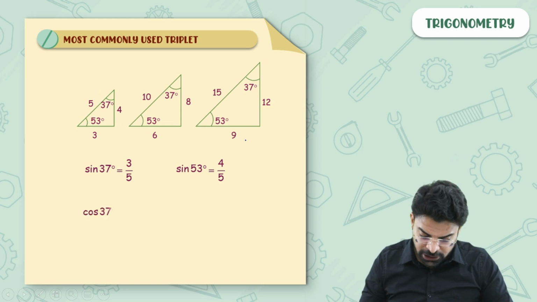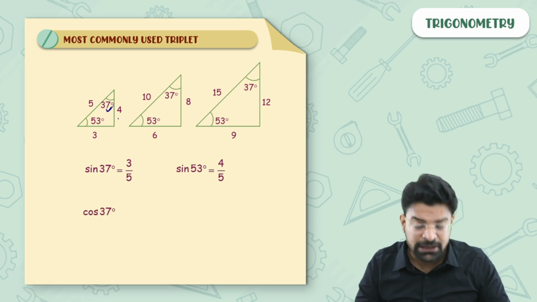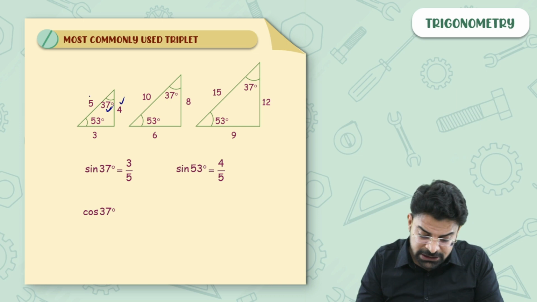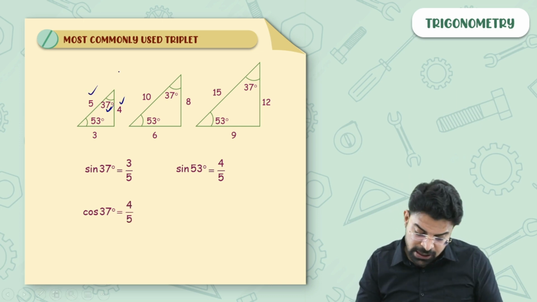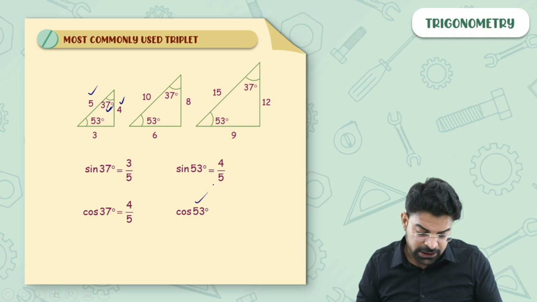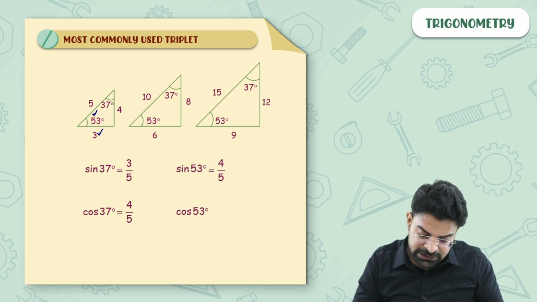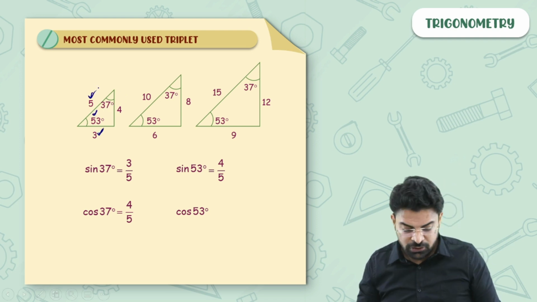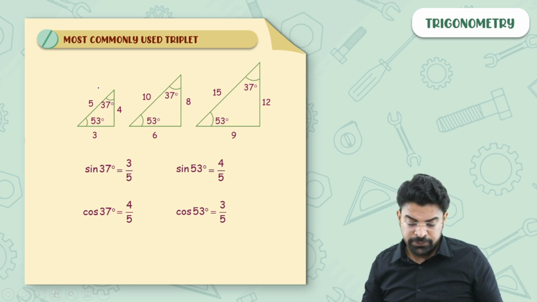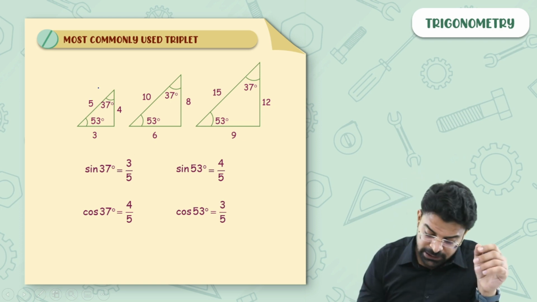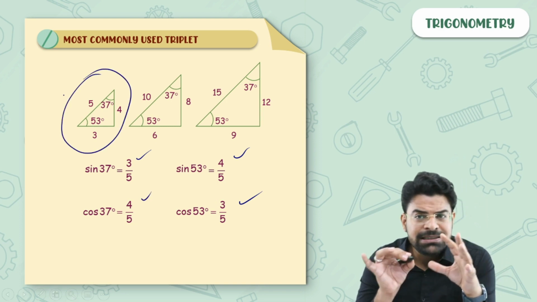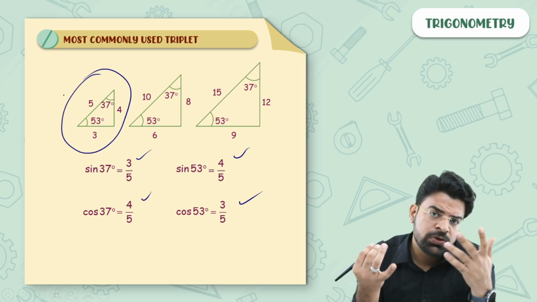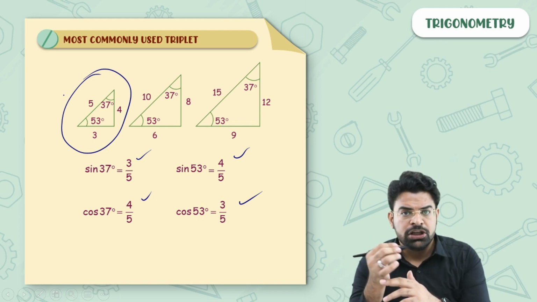What is the value of cos 37? For angle 37, the base is 4 and hypotenuse is 5. So cos 37 has to be 4 by 5. And what is the value of cos 53? For the angle of 53, the base is 3 and the hypotenuse is 5. So cos 53 has to be 3 by 5. So you will be able to find these four values just if you remember this particular triangle, and it's easy to remember. Larger side corresponds to larger angle and smaller side corresponds to smaller angle.